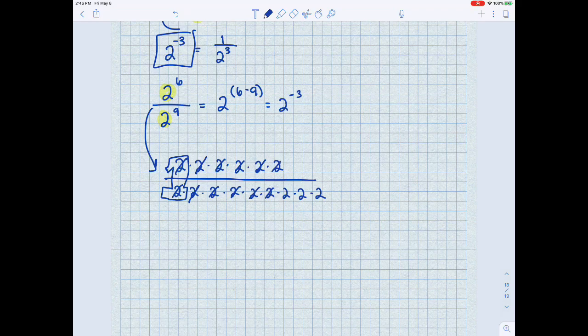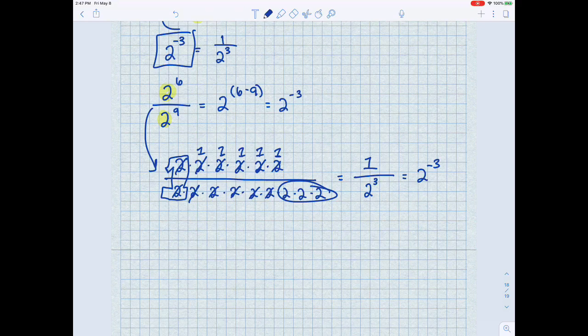What is left in the numerator? Well, all of these are just 1's, because they're all 2 over 2's. And 1 times 1 times 1 times 1 times 1 is just 1. What am I left with in the denominator? Well, I have these 3 2's, which I can rewrite as 2 to the third power. So we just proved that 2 to the negative third power is the same thing as 1 over 2 to the third power.